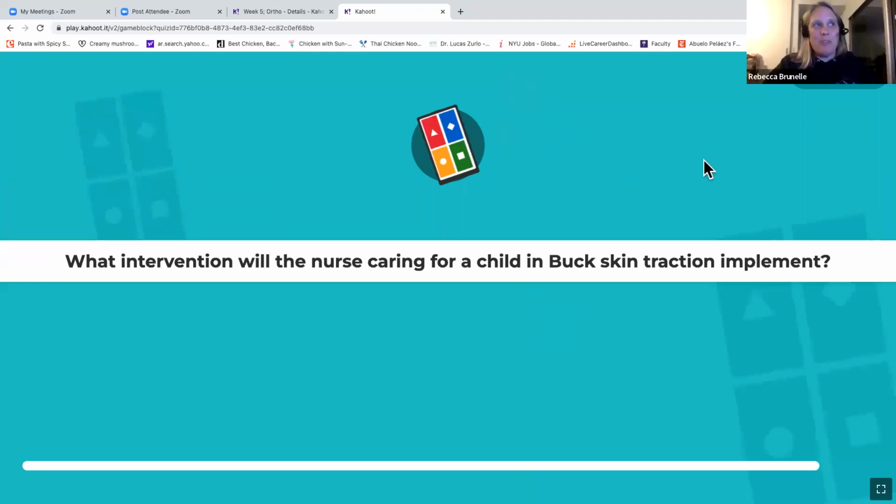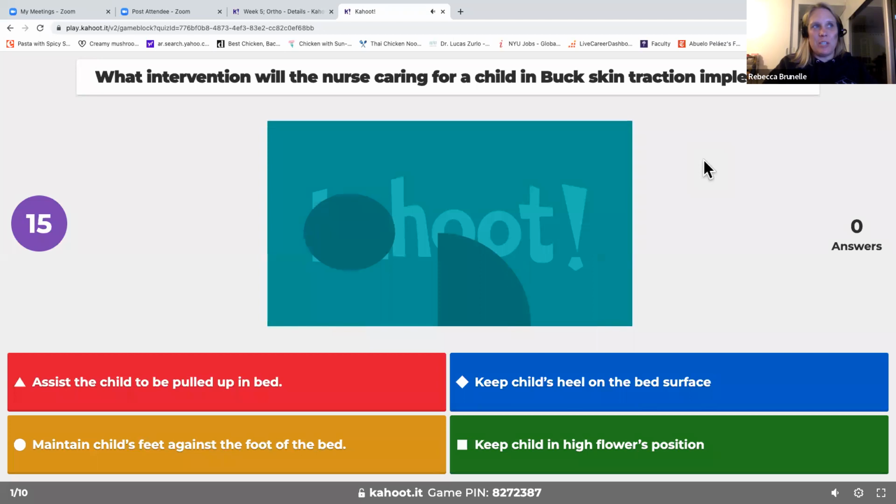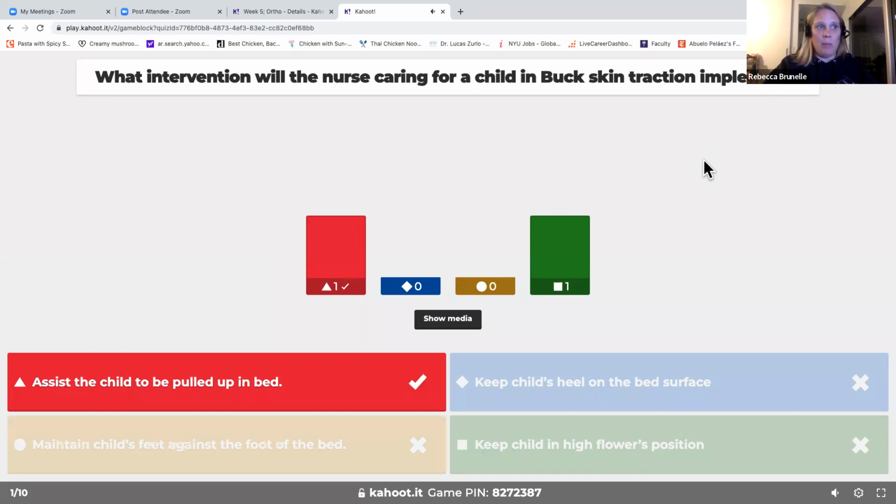What intervention will the nurse caring for a child in buck's skin traction implement? Assist the child to be pulled up in bed, maintain the child's feet against the foot of the bed, keep the child's heel on the bed surface, or keep the child in high Fowler's position. Right. So this is the one that you want, to help them pull up in bed. You don't want them in high Fowler's. It's a maximum of 20.